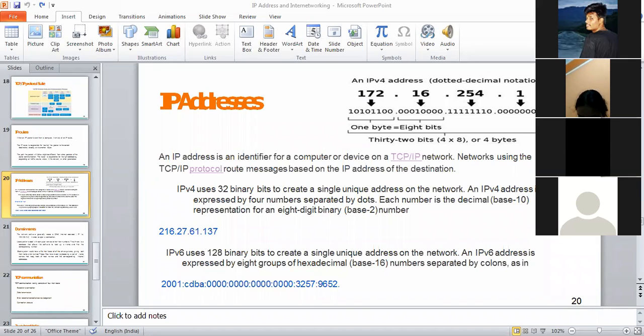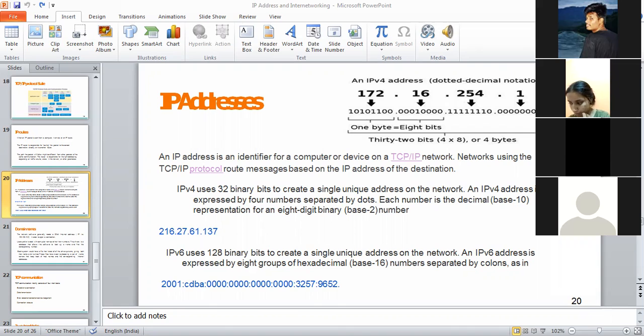Which class will 172 fall in? 1 to 127 comes under class A. 128 to 191 comes under class B. So why is it class C? Who is saying class C? Shailesh, why are you getting confused?